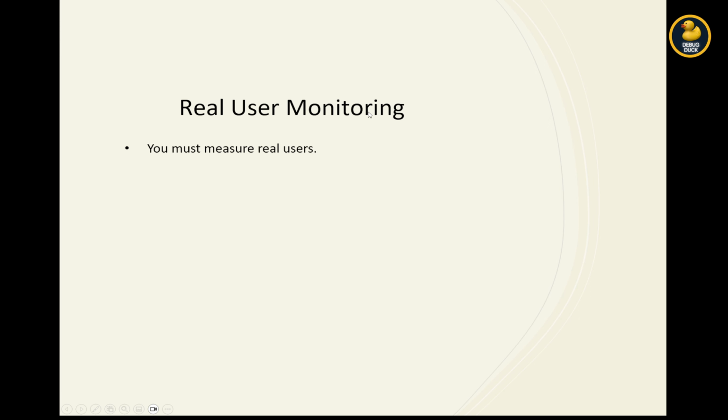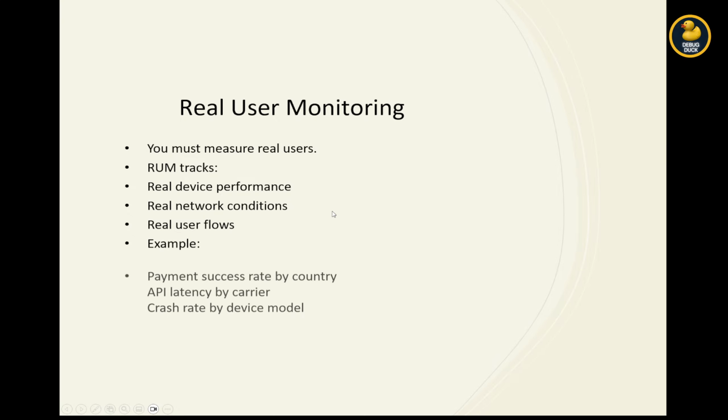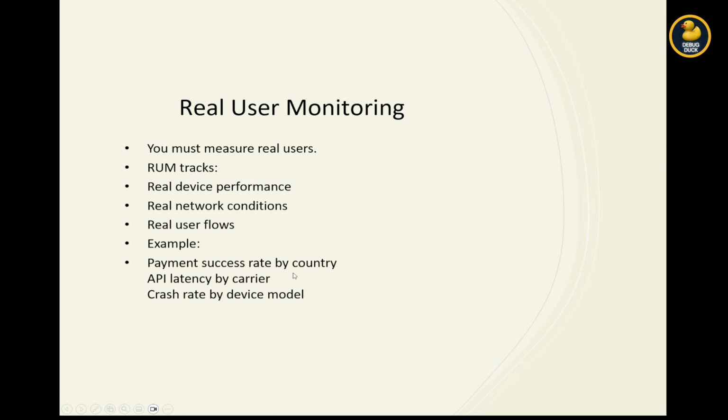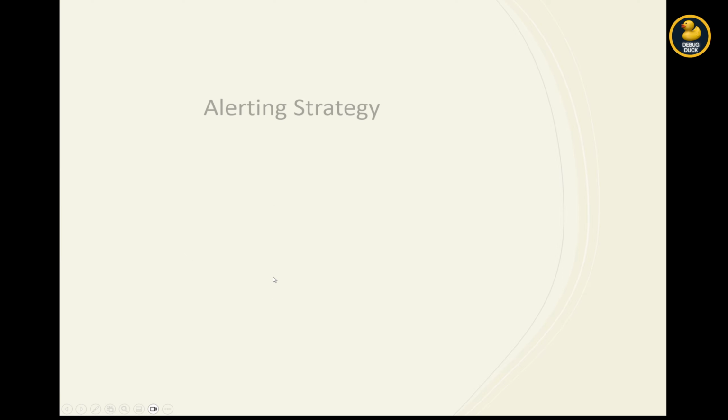Real user monitoring. You must measure real users. Track real device performance, real network conditions, real user flows. For example, payment success rate by country, API latency by carrier, crash rate by device model. That's production intelligence.